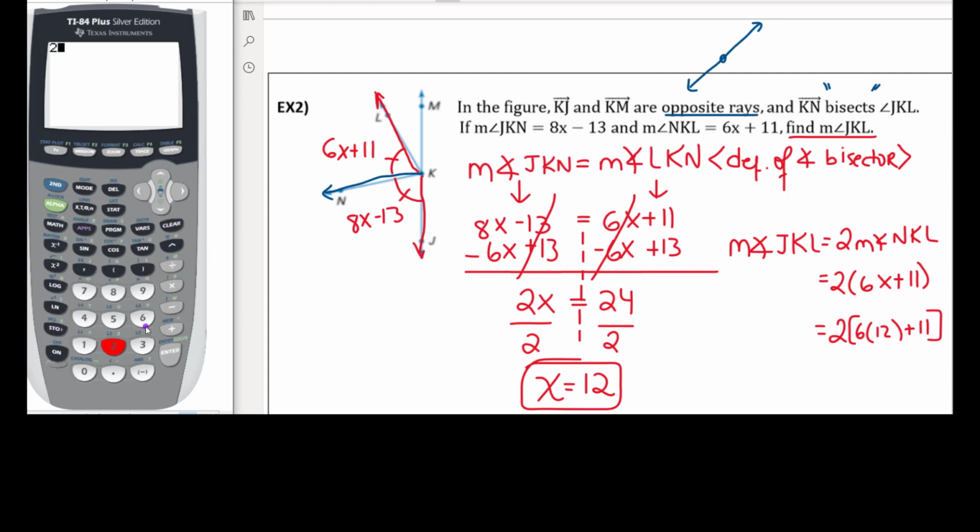So let's see. 2 parentheses, 6 parentheses, 12 close parentheses, plus 11 close parentheses. If you notice, that's exactly what I wrote there. And when I press enter, the calculator gives me the answer, which is 166. And that's our answer. Pretty cool, huh?